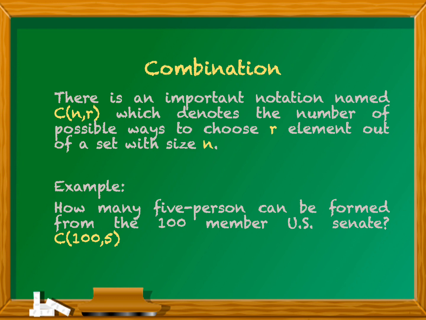First, we introduce what a combination is, giving both an English definition and the notation for it. So we tell the students that there's an important notation, C(n, r), which denotes the number of possible ways to choose r elements out of a set with size n.